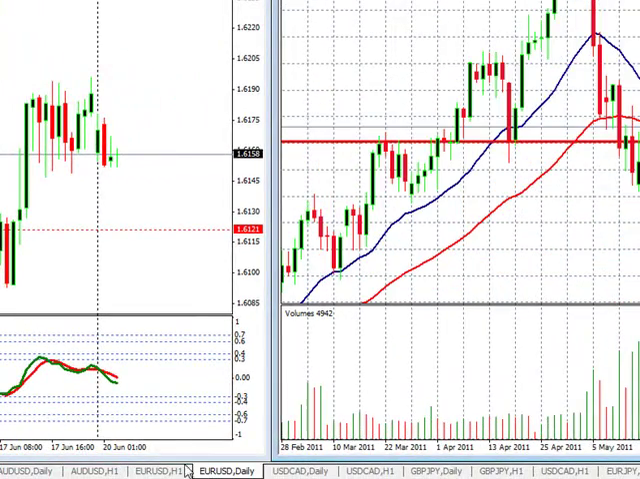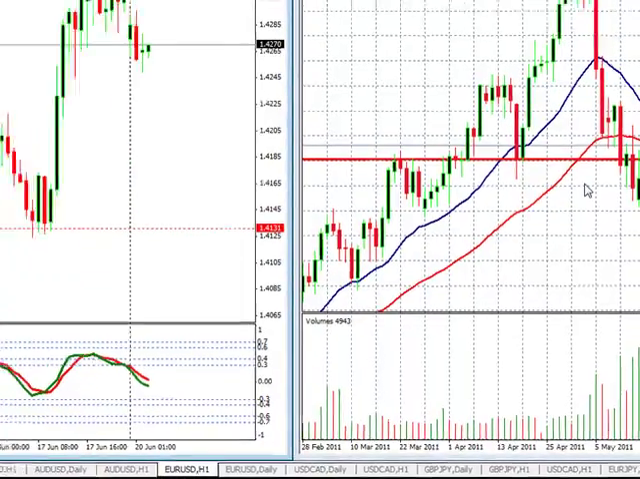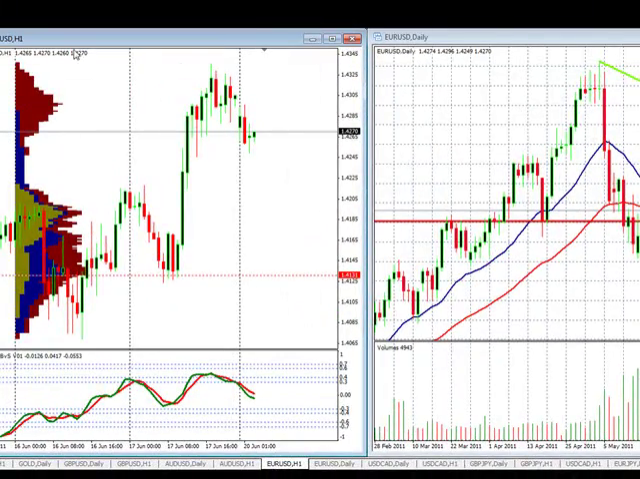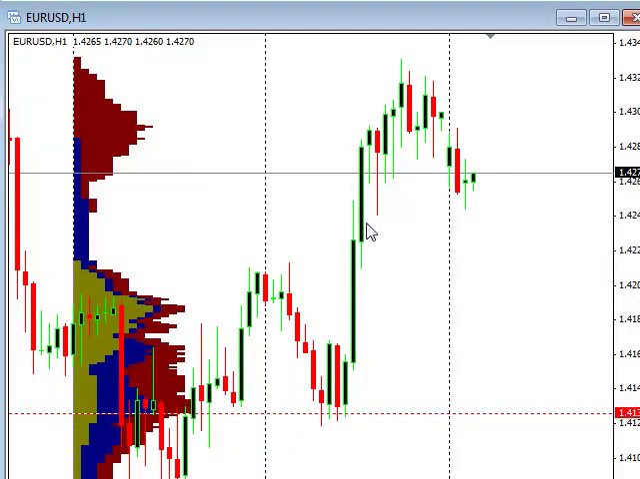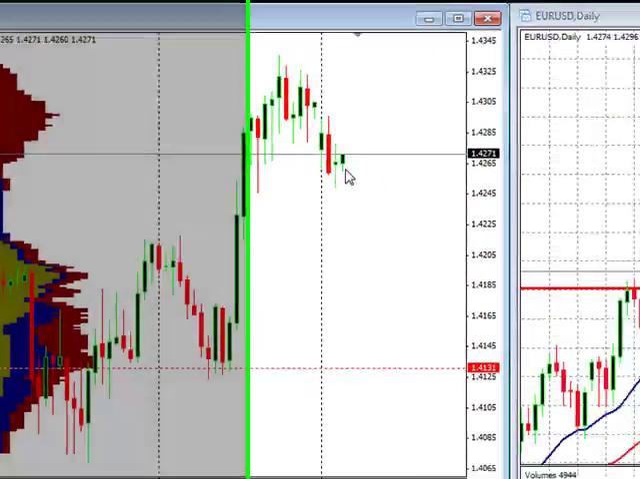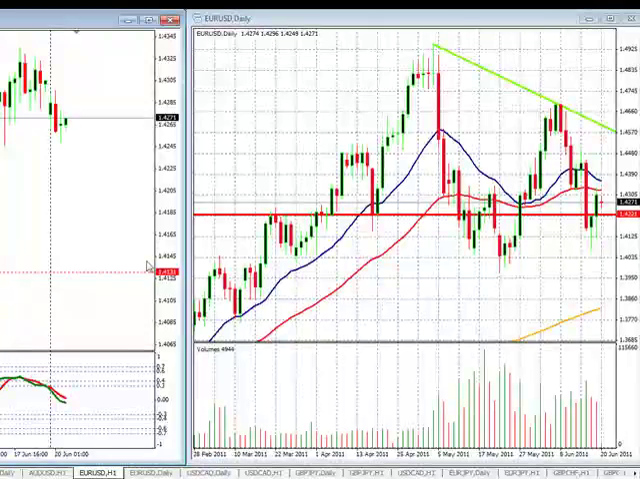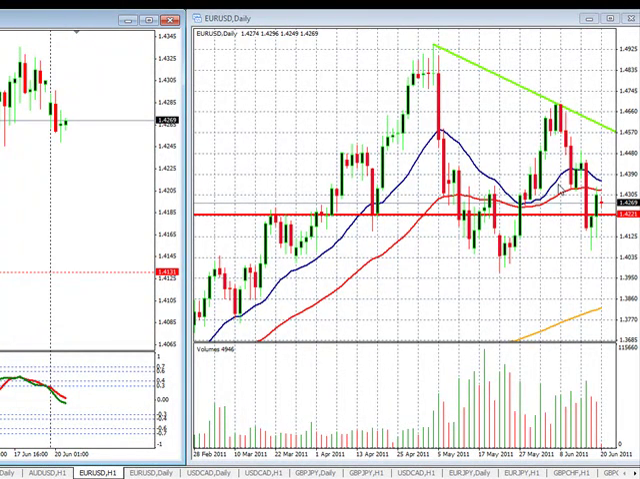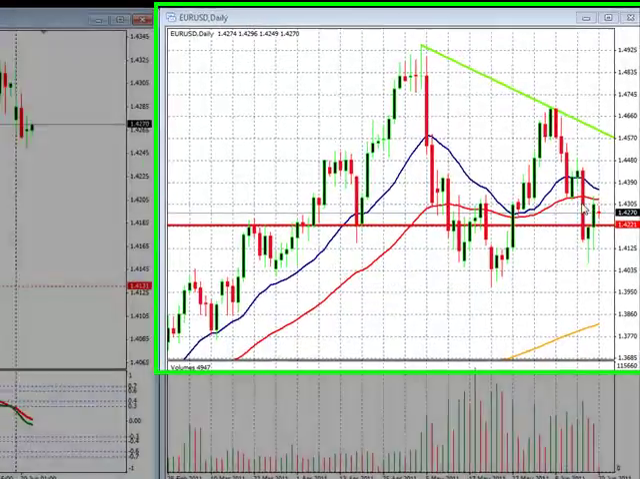Finally, we have the euro dollar. Here, you can see a little vacuum here, and that's why we have our big bars up. So it's possible for us to come back down quickly, and that matches up with RSI heading down, resistance of the 20 and the 50 moving average.